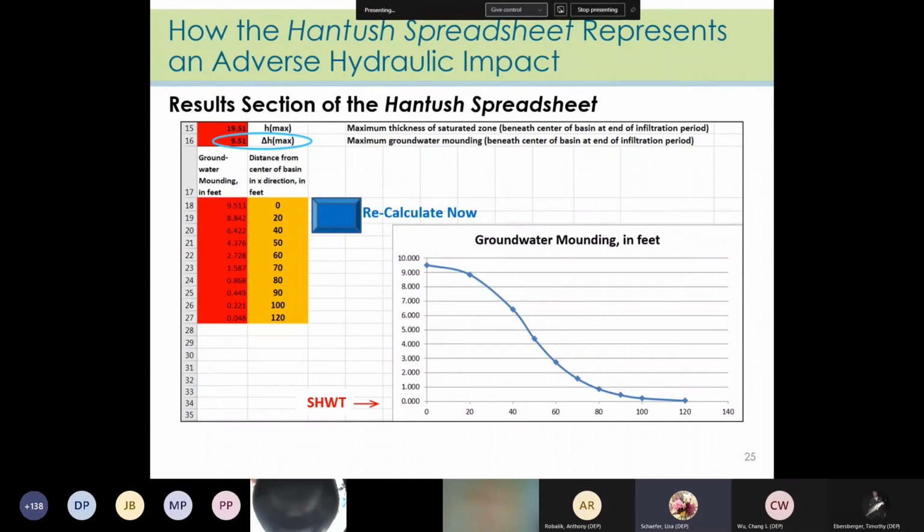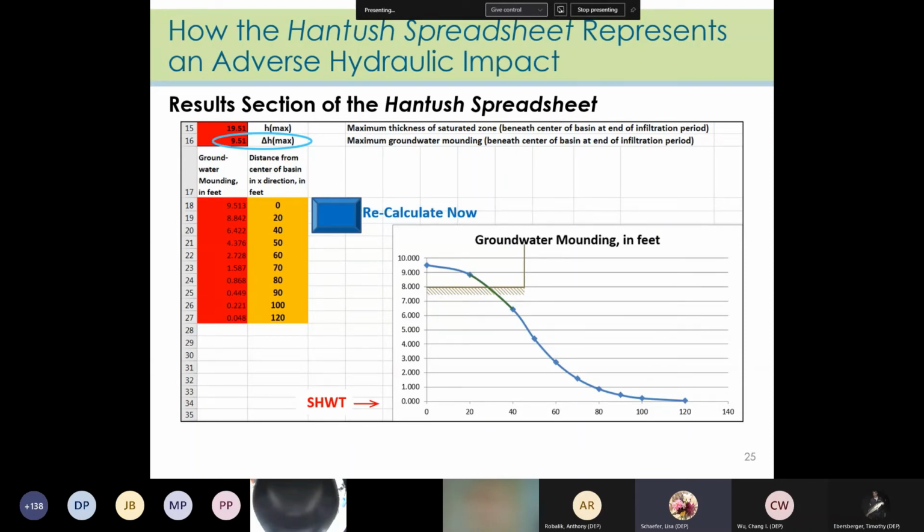So this doesn't mean that groundwater will mound off in real life like this. All right, it means that there'll be a reduction in the ability to infiltrate, meaning it will take the BMP longer to drain. So we have to adjust the basin design to reduce this impact. And like I said, we'd have to adjust our parameters and run the spreadsheet calculation again.